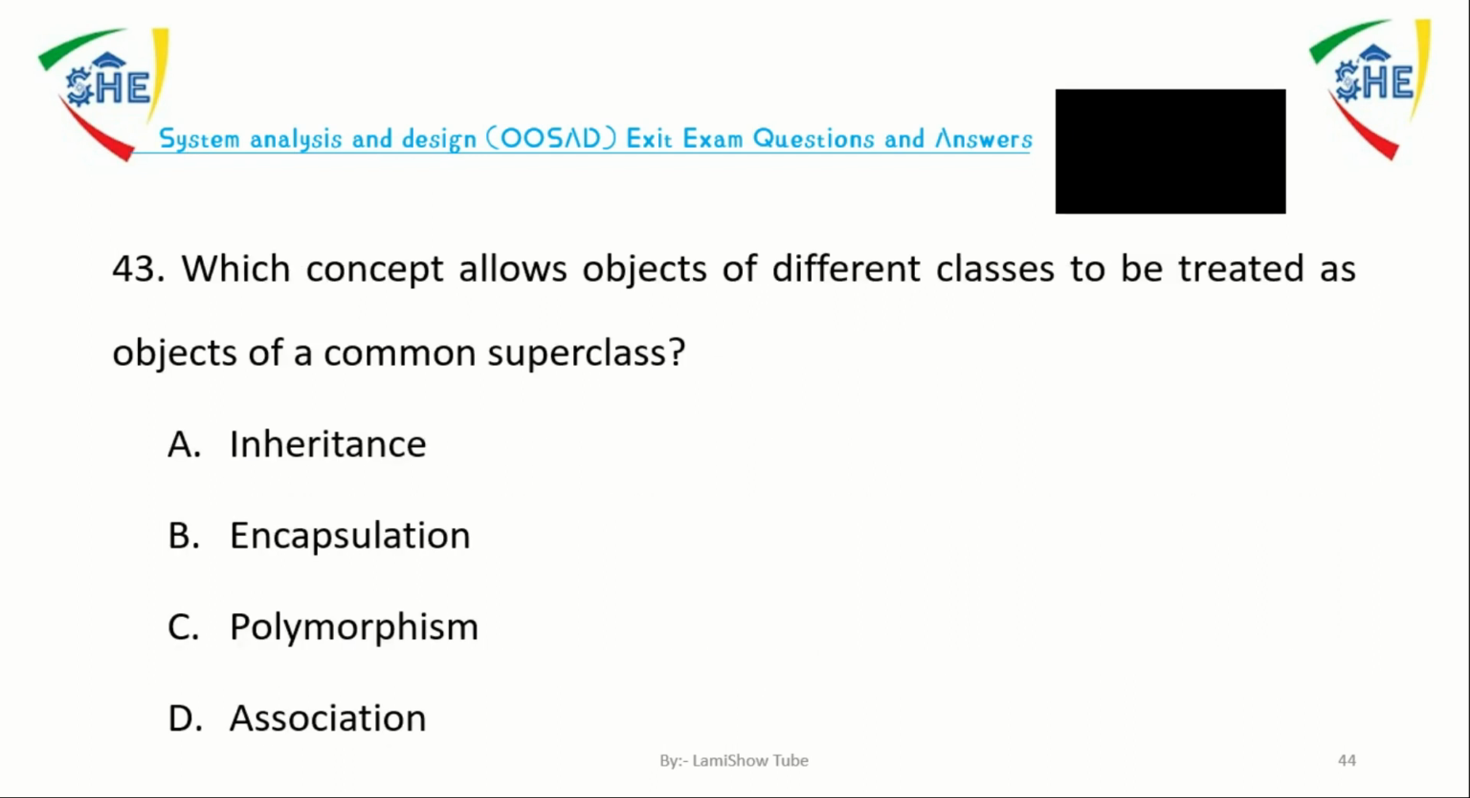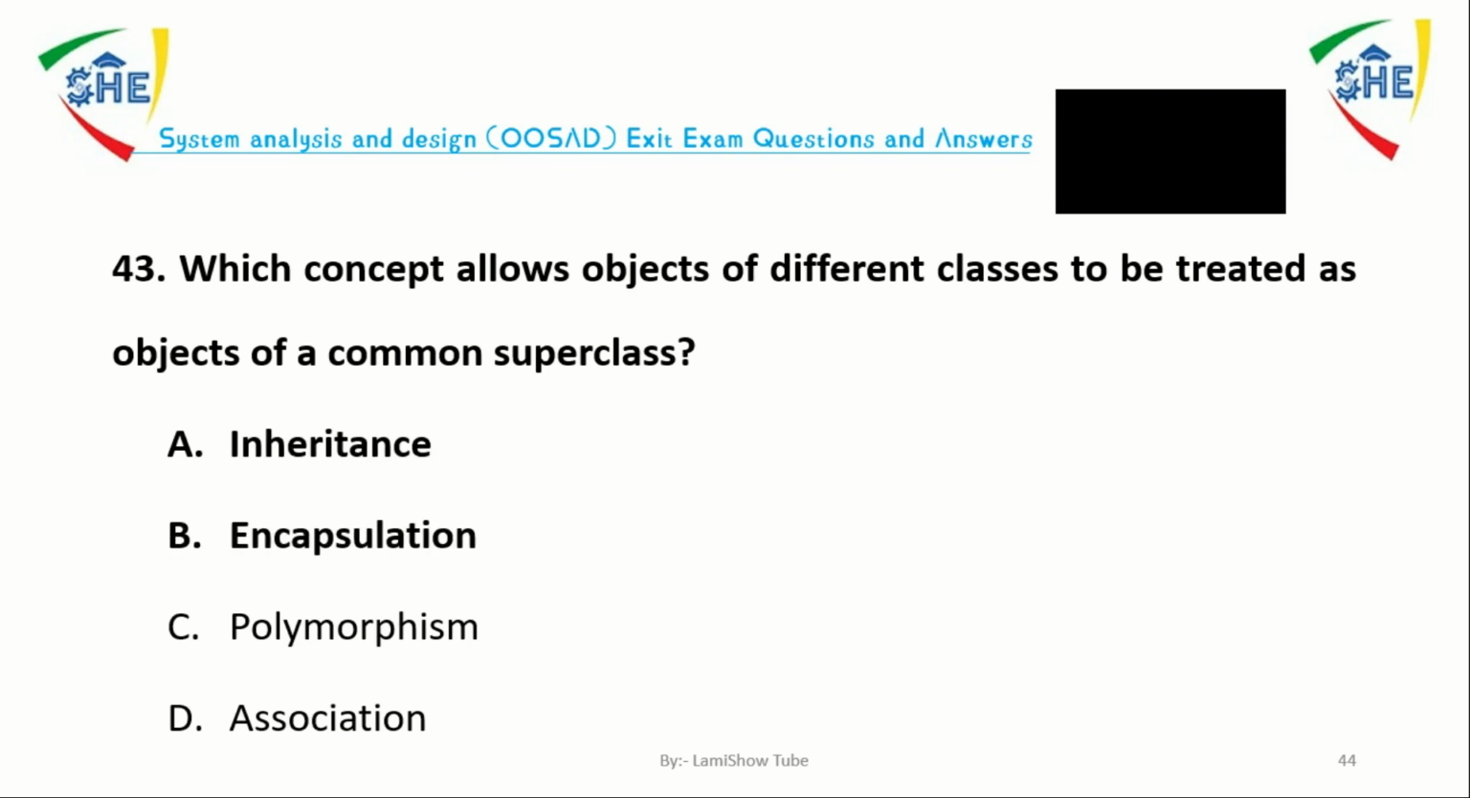Question number 43. Which component allows objects of different classes to be treated as objects of a common superclass? A. Inheritance. B. Encapsulation. C. Polymorphism. D. Association.